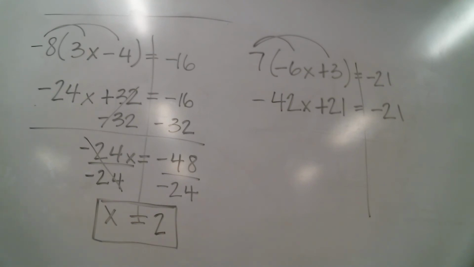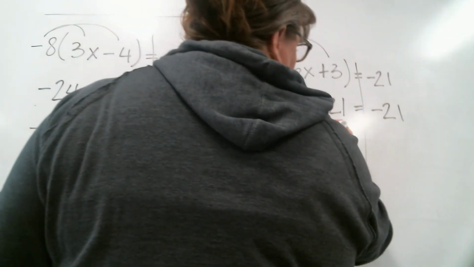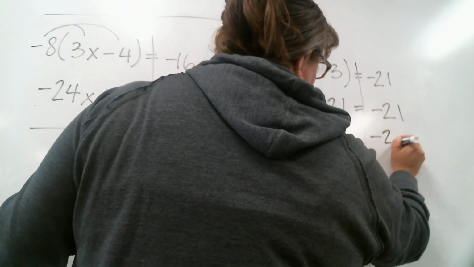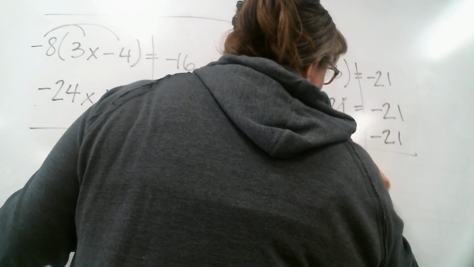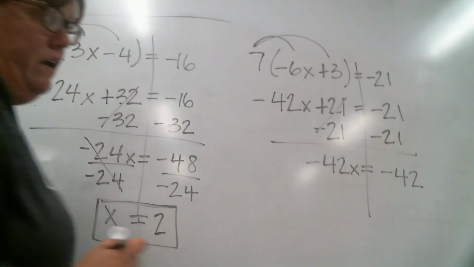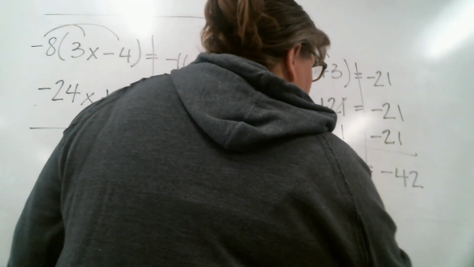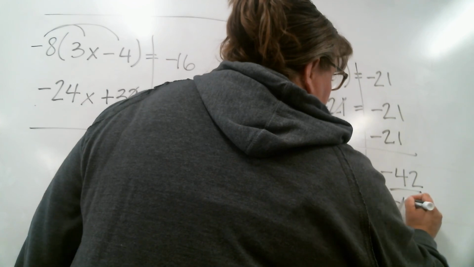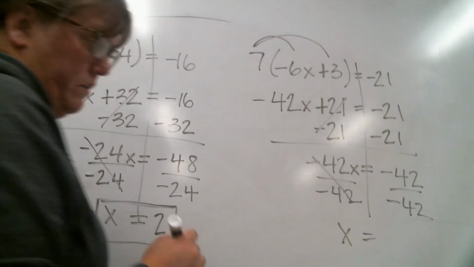And then I solve it like normal. I'm going to start by taking off this positive 21 with minus 21. So I end up with negative 42x equals negative 42. When I divide the exact same thing by itself, negative 42 divided by negative 42, I just get 1.